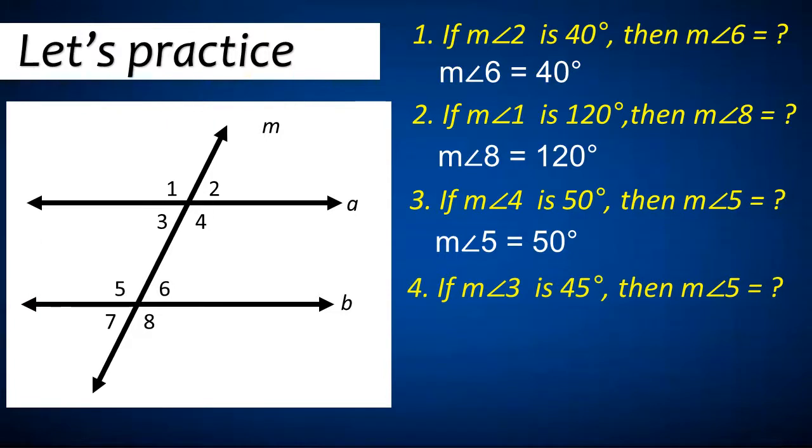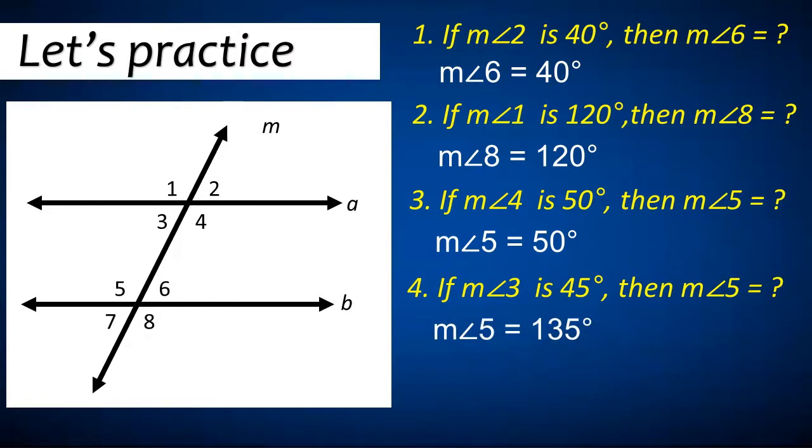Next, number 4. If angle 3 is 45, then what is the measure of angle 5? Look again at their relationship. 3 and 5 are same side interior angles. So, when you hear same side again, it means they are not congruent. They are supplementary. So, you add the angles, then equate it to 180.